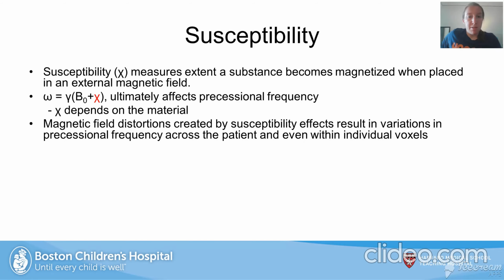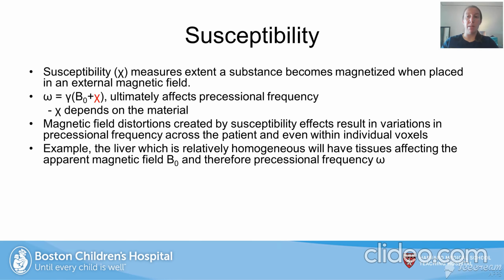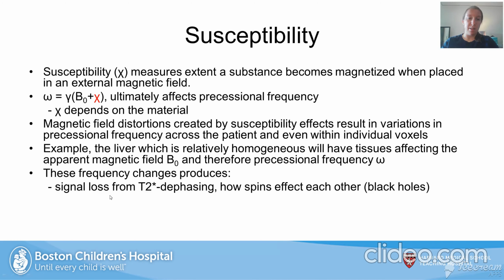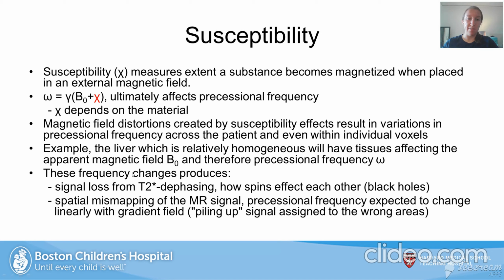The magnetic field distortions created by susceptibility effects result in variations in precessional frequency across the patient and even within individual voxels. One example is the liver, which is relatively homogeneous. It will have tissues affecting the apparent magnetic field even within that structure, and therefore also the precessional frequency. These frequency changes produce, one, signal loss from the T2 star dephasing. This is how the spins affect each other, and this will show up as a black hole in your image.